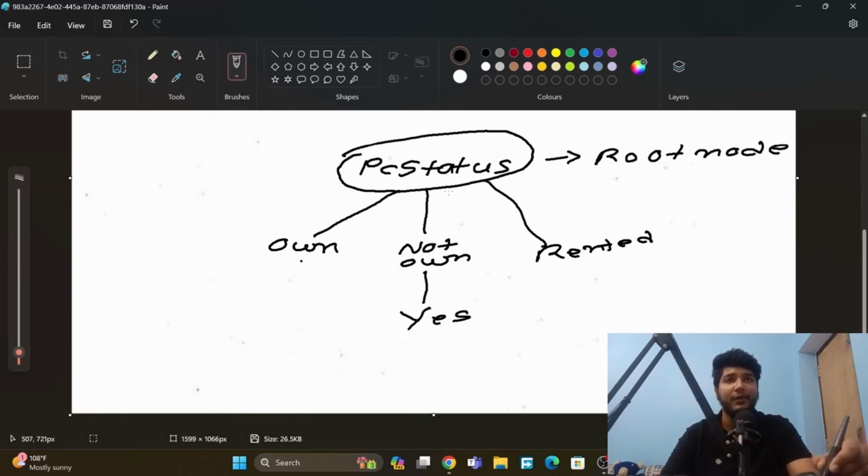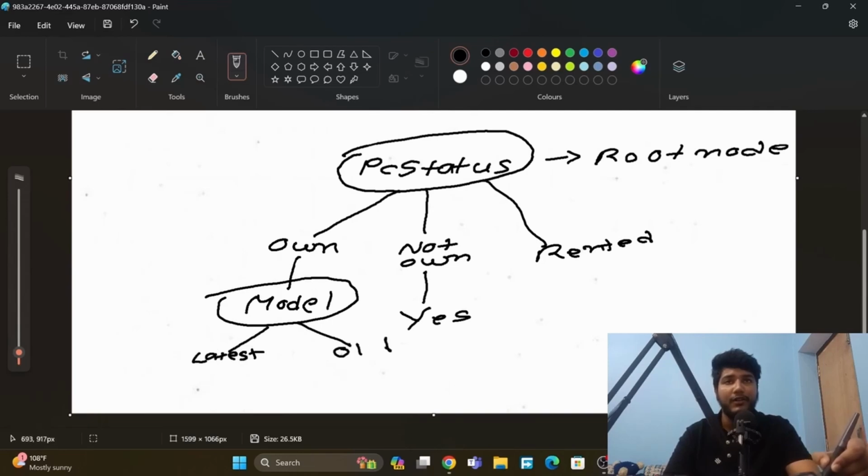And if he owns the PC, we will make a new node here. This will be another node called model. If he owns the PC, which model does he own? We draw it like this. Now we will check which model it is: latest or old. If the model is latest, he should not buy a PC, so the decision should be no. If the model is old, he should buy the PC. So this is the decision. This is what a decision tree is. And here we can do the same for rented, and we can go on like this and create more edges and nodes.